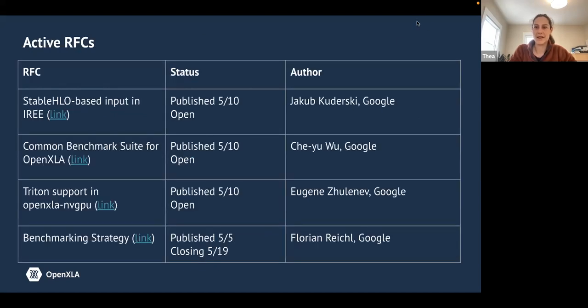And here are our active RFCs, just to signal boost some of the RFCs that are open right now in the community. We have a couple looking at StableHLO-based input in IREE, which is a follow-on from a proposal and a plan to sunset MLIR-HLO in the OpenXLA community. I think we have an active discussion on that in OpenXLA Discuss, so please take a look at that. We have a couple of benchmark suite proposals that are open right now, as well as a proposal for first-class Triton support in OpenXLA and vGPU.